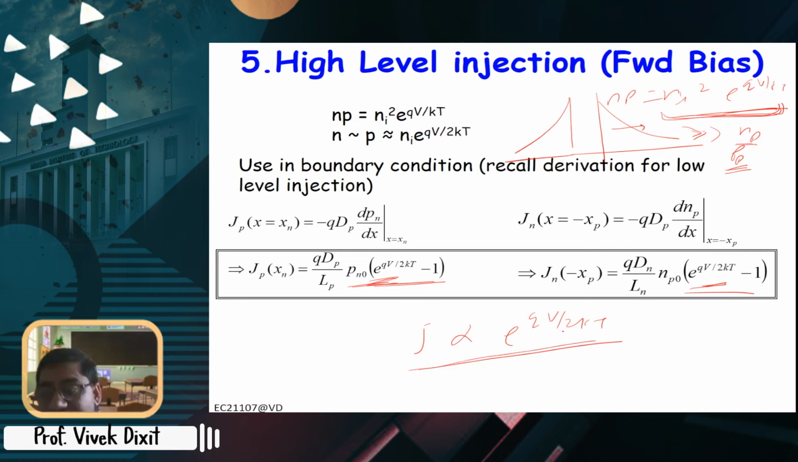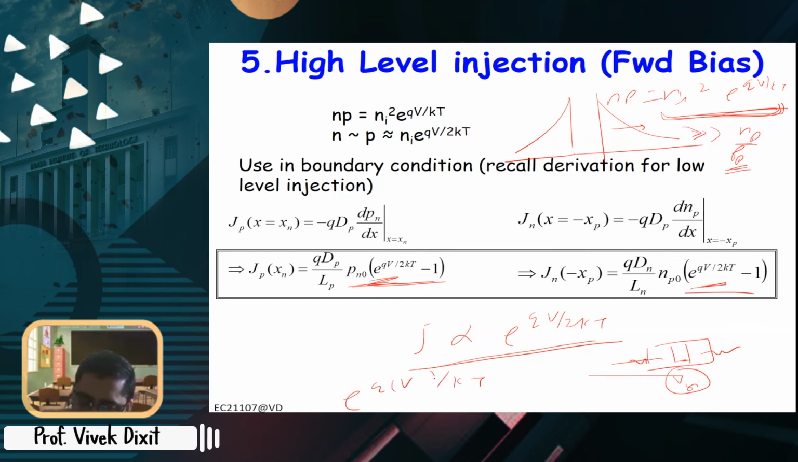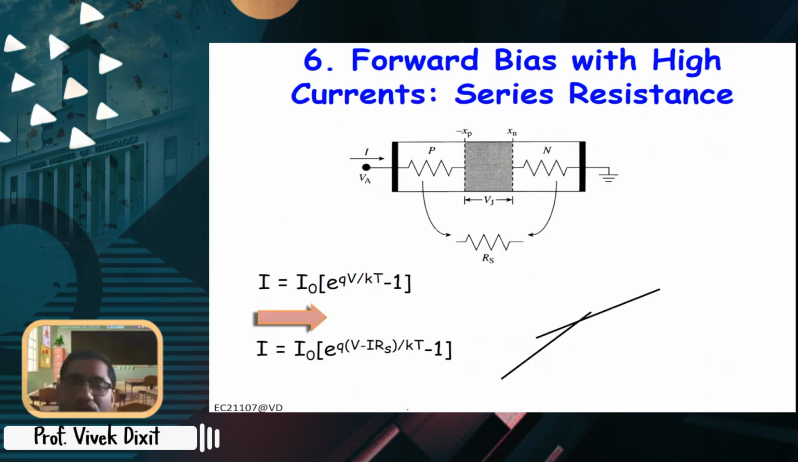Now if you try to further increase the current, your voltage cannot go beyond VBI, right? So the voltage across the junction will not cross VBI, right? So that means the rest of the voltage will drop across this series resistance, right? So now this equation exponential QV by KT, right, will become V minus the drop across the series resistance, right? So that's what you will have for even higher bias.